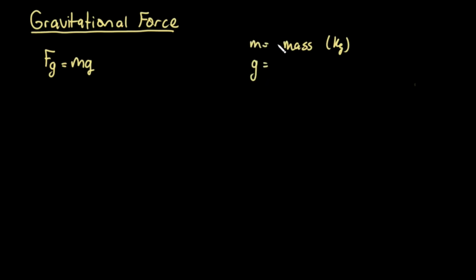This is our gravitational acceleration, so negative 9.81 meters per second squared. And that's really it for the gravitational force. Now, please note that whenever somebody is asking you to calculate the weight of something, you use the same formula. So weight is also using this same formula right here.